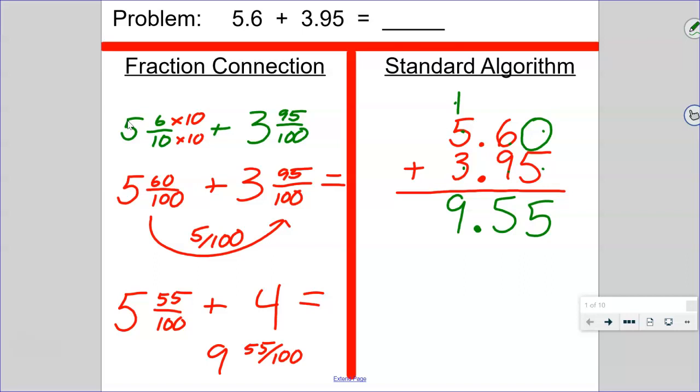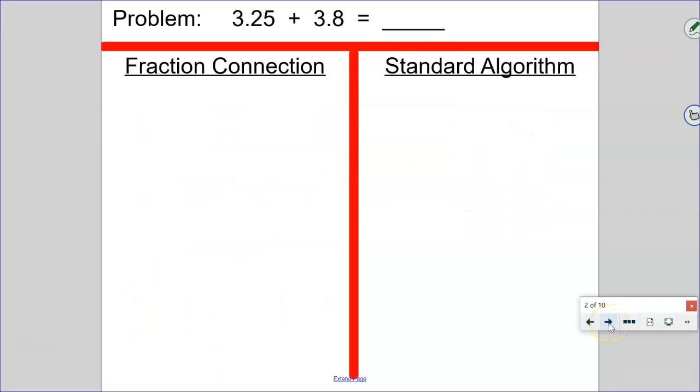All right, let's go through one more problem as a team. And this time, instead of starting with the fraction connection, I'm going to start with the standard algorithm. We can do one and then use the other way to check it. So if I read that problem correctly, it says 3 and 25 hundredths plus 3 and 8/10. So I'm going to rewrite that vertically.